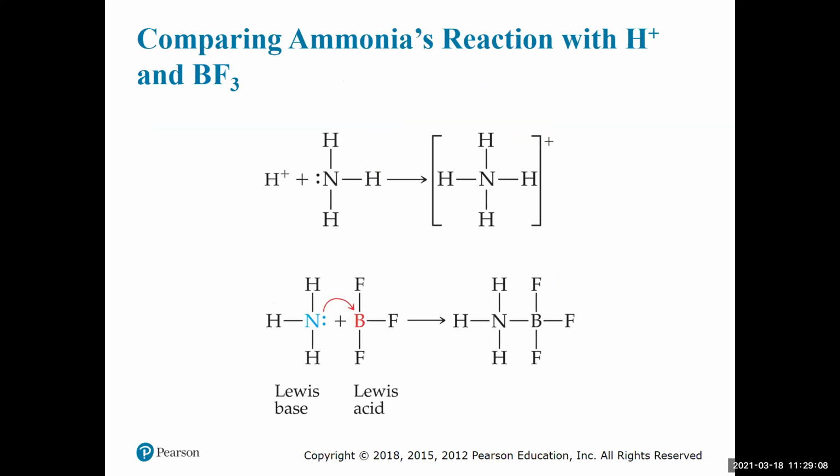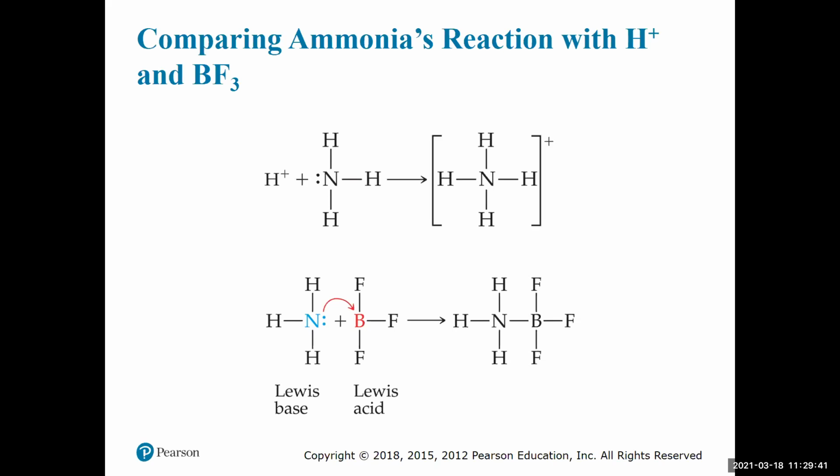So here we have ammonia reacting with a proton, and that's in the top reaction. So that proton is attaching to the nitrogen, forming, or rather, the ammonium ion, NH4+. And then on the bottom, though, we have NH3 reacting with BF3. And we see the nitrogen and boron reacting together.